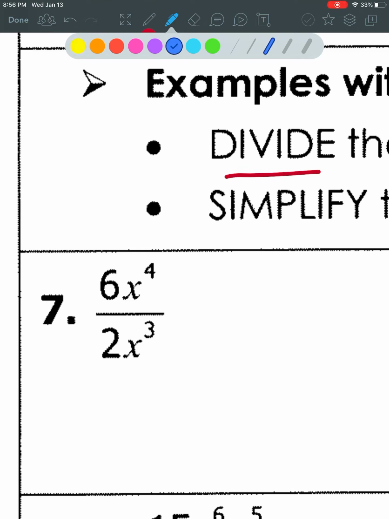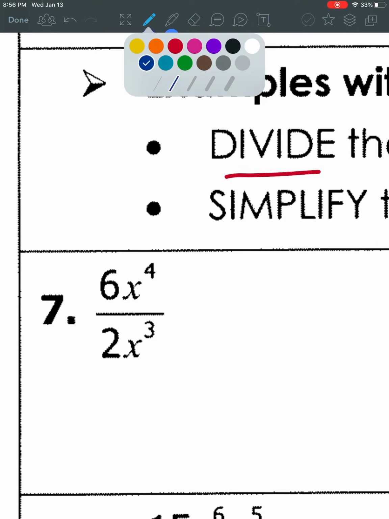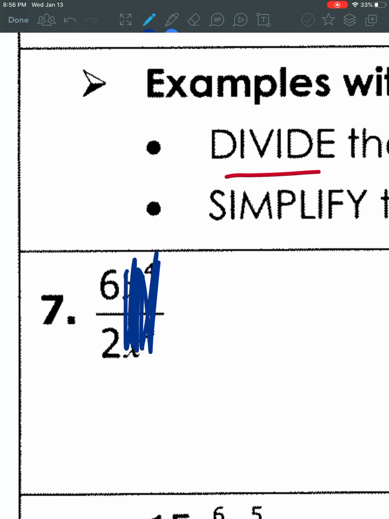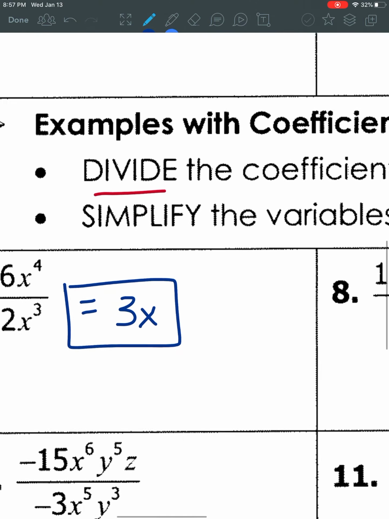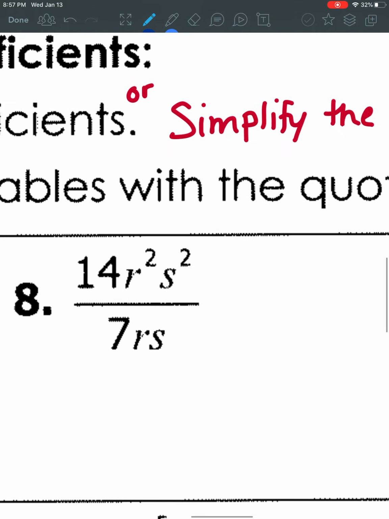So I often like to show where we would completely forget about those variables for a second and just look at 6 over 2. So we know that's 3. And then I would forget about the coefficients and just look at your variables. So 4 minus 3, so we just get 1x, and we just have 3x as our final solution.